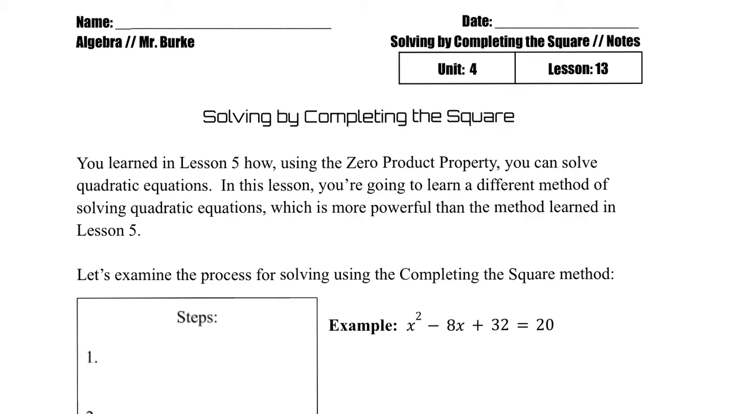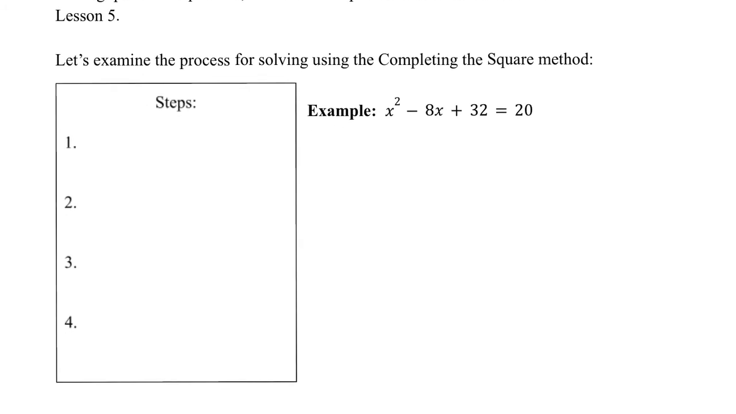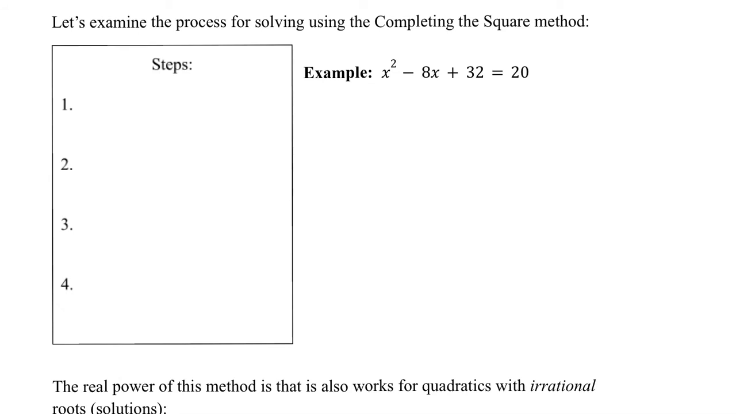So the first one is called the completing the square method, and we're going to examine the completing the square method for solving, and then in a later lesson, we're actually going to use it to get some key features of the graph. So let's take a look here.